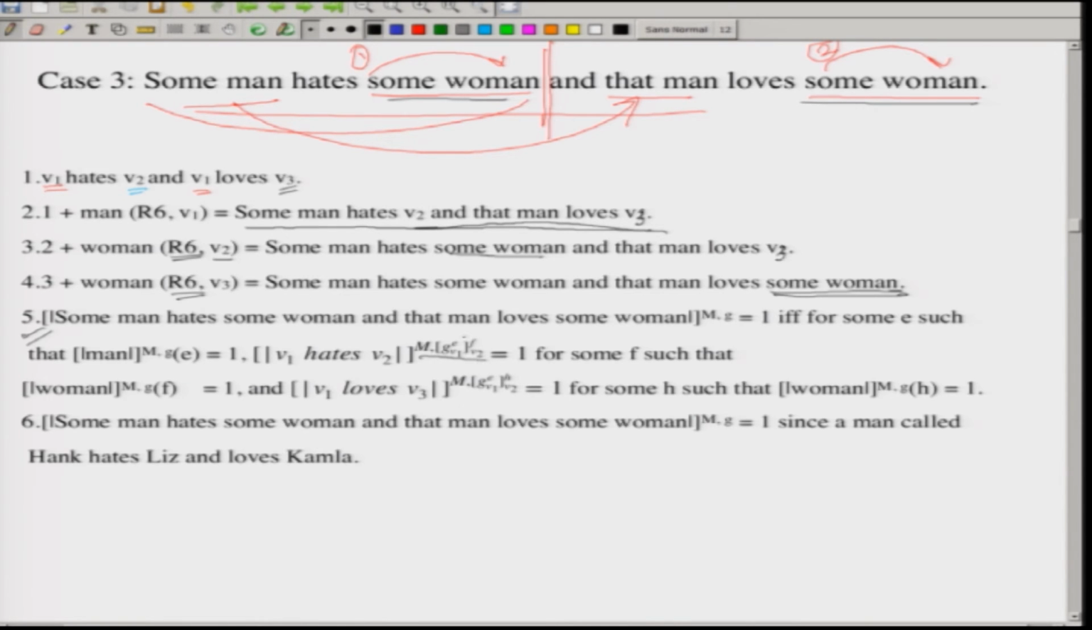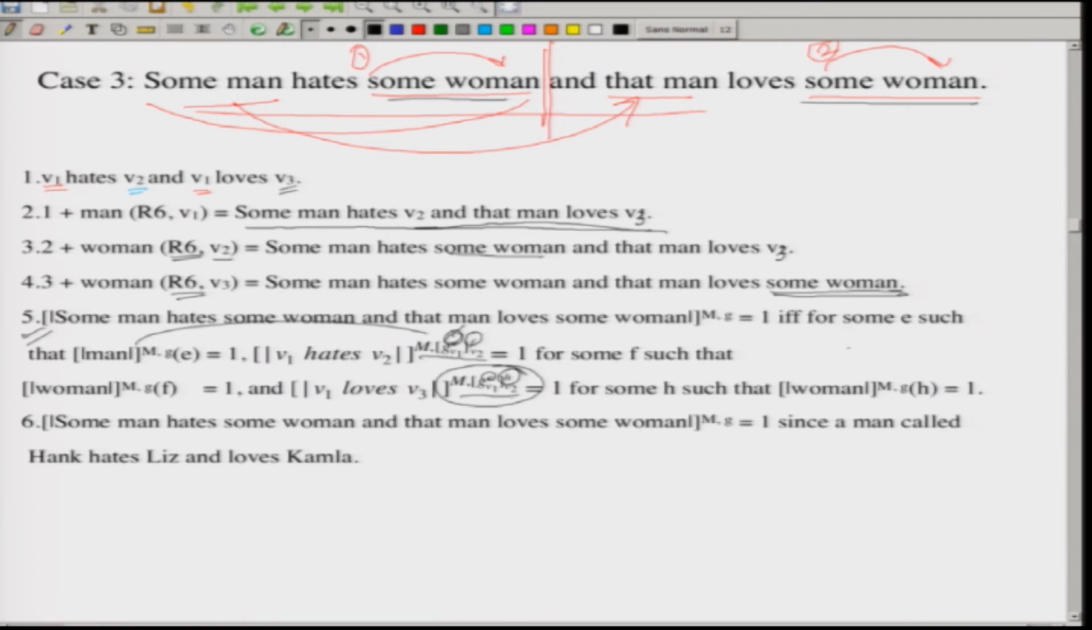So actually we have two things, E and F. E goes to man and F goes to woman, and then V1 loves V3 with respect to, once again, this complicated thing, that is M, G E V1 and H V2. Now the E is the same, because you see, that man, so it is some man, that man, but here it is F, here it is H, because these two have to be different. So that is why it reads once again, some man hates some woman and that man loves some woman. These are two different some woman.